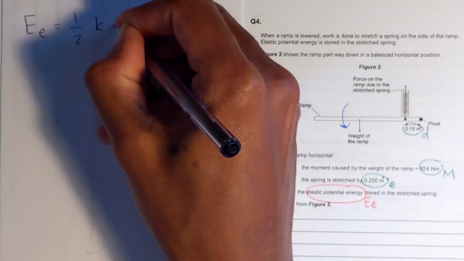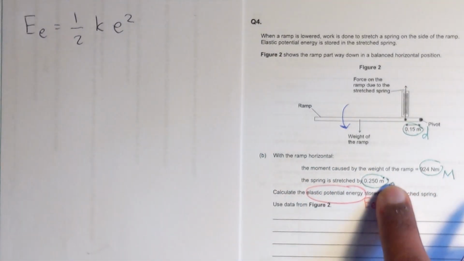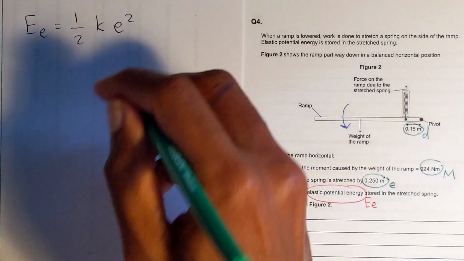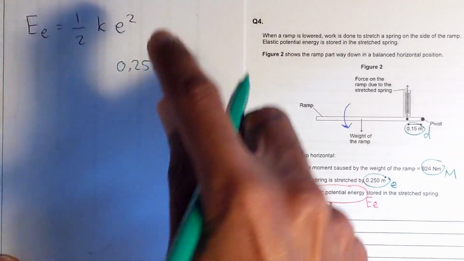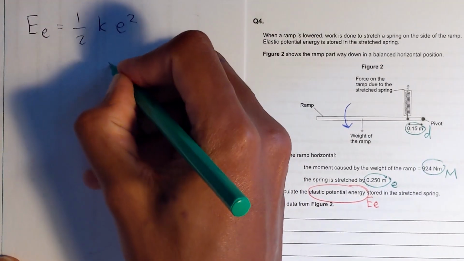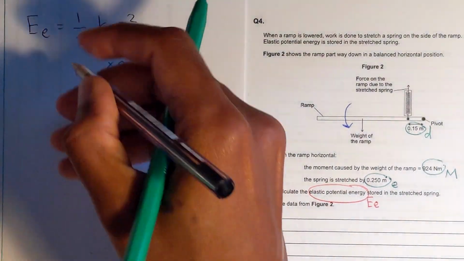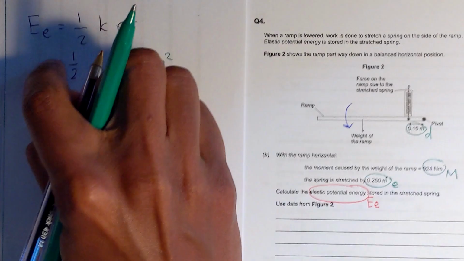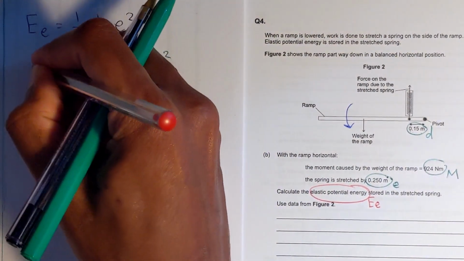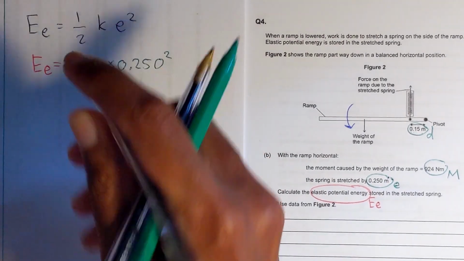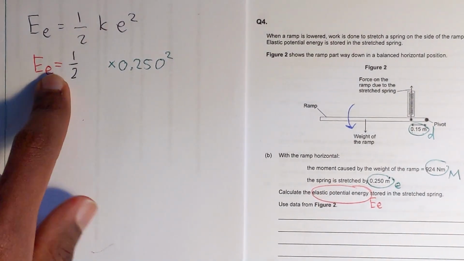So, we have a value of extension of 0.250 meters. Don't forget to square that when you put it into the equation. We don't know what the value of elastic potential energy is, and that is what we're trying to find at the end, so I'm going to color code that red.